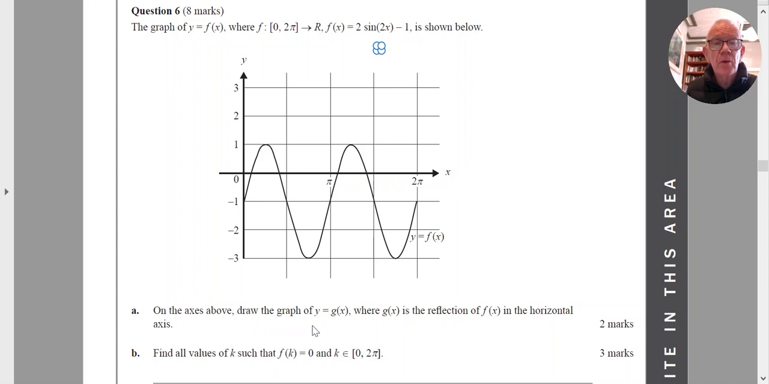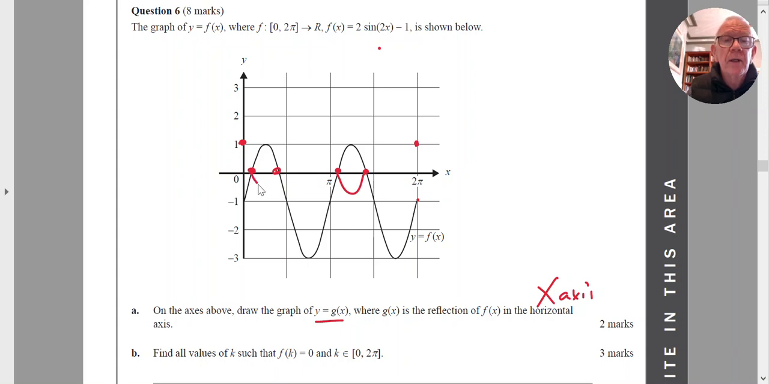On the axis, draw a graph of y equals g of x, where g of x is the reflection of f of x in the horizontal axis. So reflecting over the x-axis. I'm going to start at 1, and I'm going to stay there, and I'll finish at 1. This will go down like this.